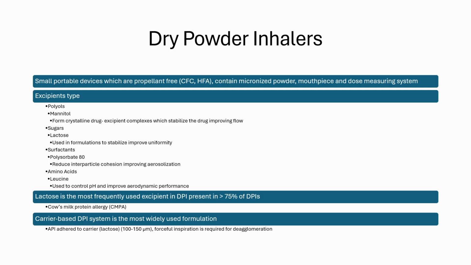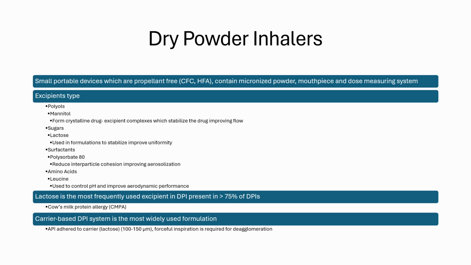Common excipients that are used in this formulation include polyols such as mannitol, which is a crystalline carrier that can be used to create crystalline drug excipient complex, which stabilizes the drug and improves powder flow. Sugars such as lactose and sucrose are used in formulations to create solid particles that increase the stability and improve uniformity. Surfactants such as polysorbate 80 reduce interparticle cohesion, reducing surface tension and improving aerosolization. Amino acids like leucine act as a pH stabilizer, which enhances aerodynamic performance, which aids in better and deeper lung deposition.